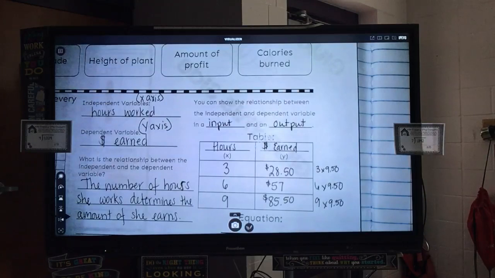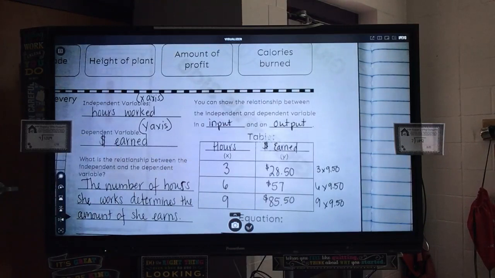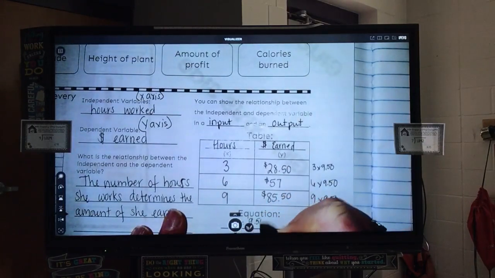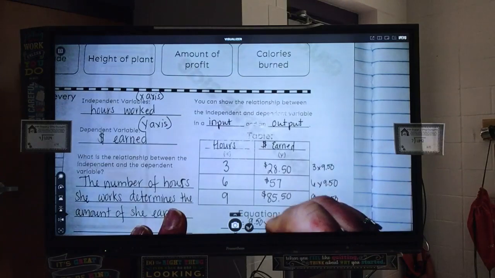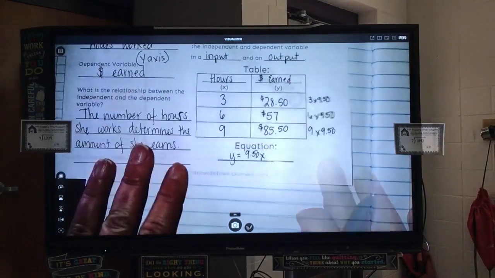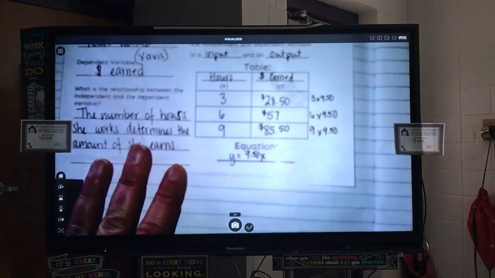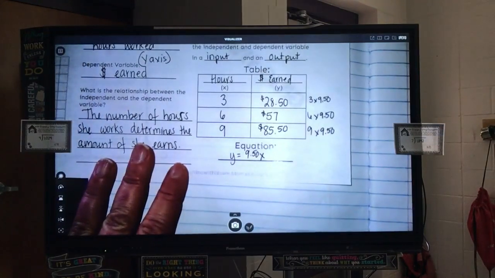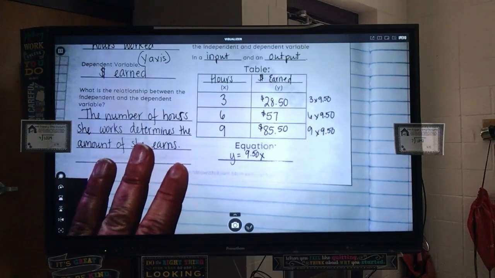All right, so no matter what numbers you put over here, what was the thing that we always did that was the same? Cooper? We multiplied by 9.5. Right, so our y equals $9.50 times X. That is the equation. You can use that equation, 9.50 times X will always give you your answer of Y. How many of you guys got the equation right? Good. Good job.